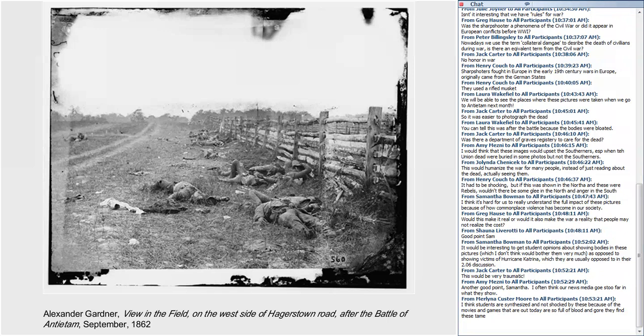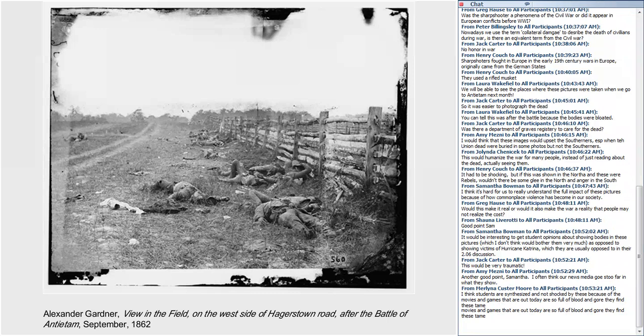Mm-hmm. And so that's an interesting way into the subject as well, to compare. It shows you just how different things were in the 1860s as opposed to the 2000s and teens. Well, Merlina notes that students might not be shocked by these images today because of movies and games that are so full of blood and gore that they would find these tame. That might be true, but a lot of those games, I gather, the violence is kind of stylized. I don't know. It would be interesting to hear what the teachers think of these images.